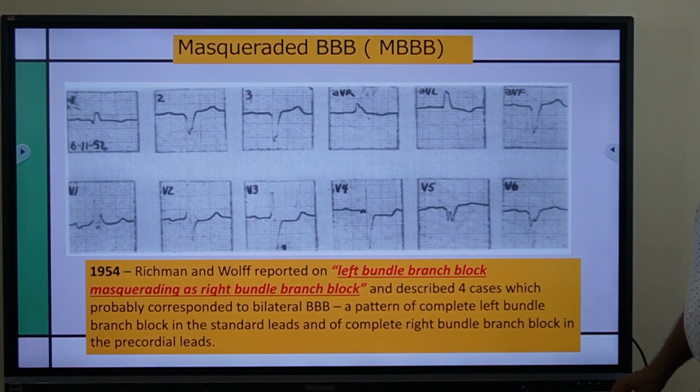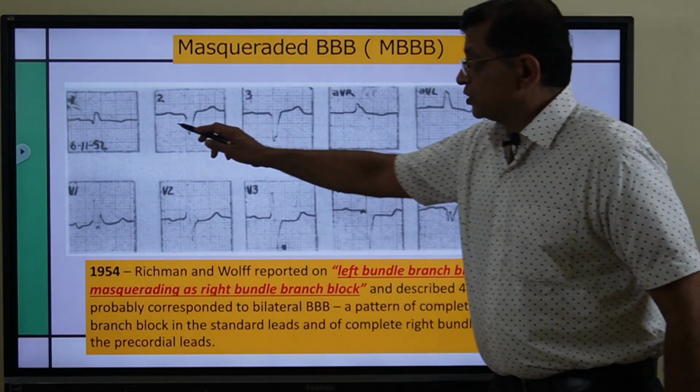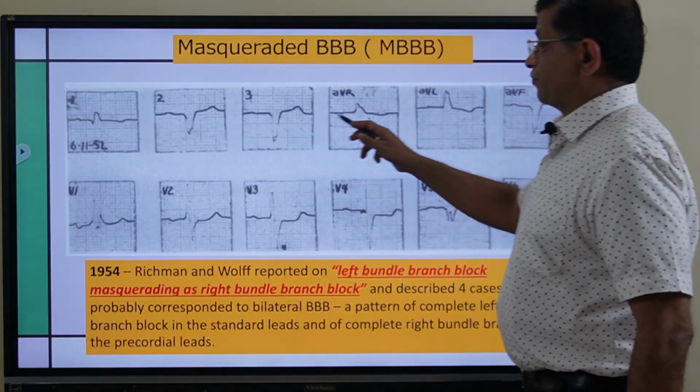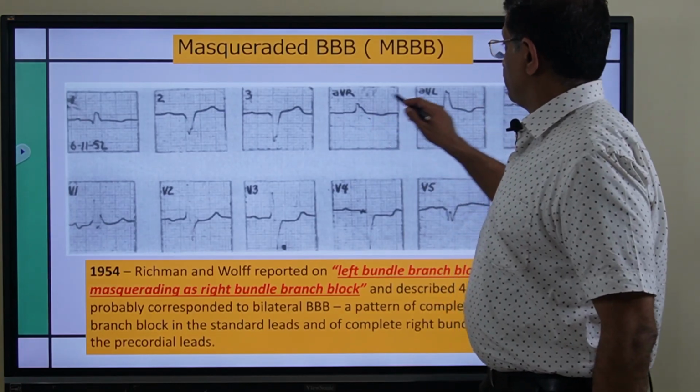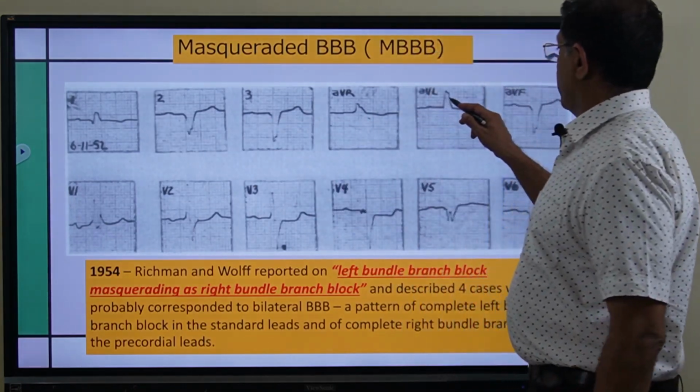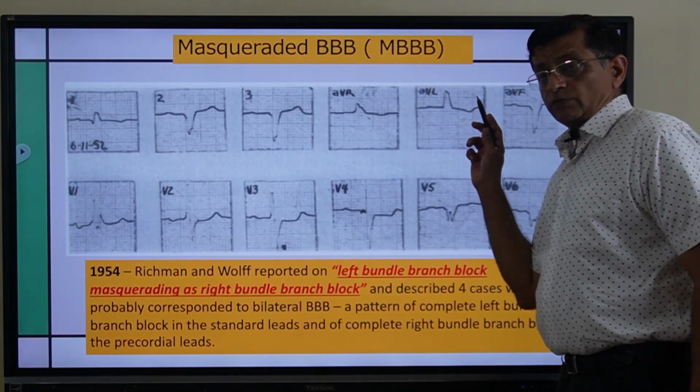So this is what is called masqueraded AV block. In the limb leads, the pattern is suggestive of left bundle branch block. There is a wide QRS, RSR prime pattern in lead 1 and in lead aVL. So this is suggestive of left bundle branch block.